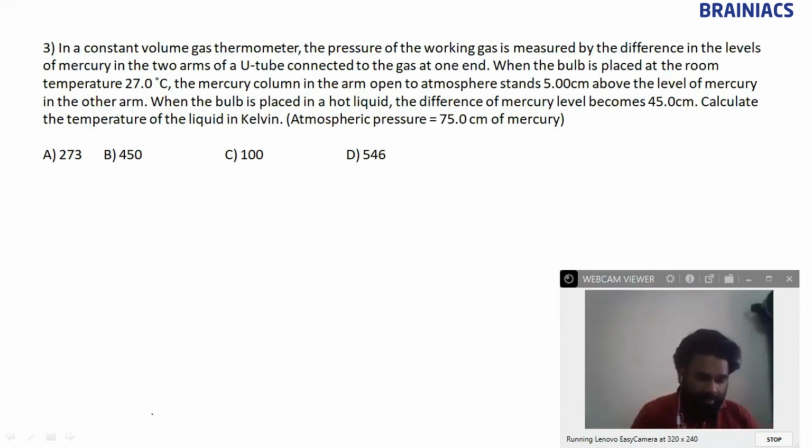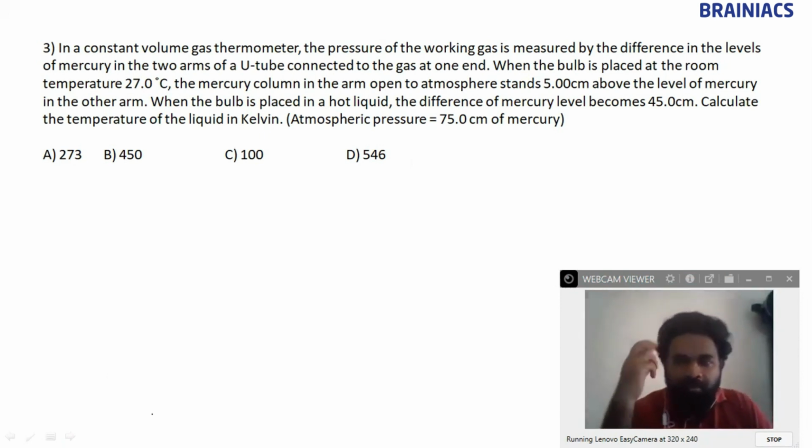Okay, so in a constant volume gas thermometer, the pressure of the working gas is measured by the difference in the levels of the mercury in the two arms of a U-tube connected to the gas at one end. When the bulb is placed at room temperature, 27 degrees Celsius, the mercury column in the arm open to atmosphere stands 5 centimeter above the level of mercury in the other arm. When the bulb is placed in a hot liquid, the difference of mercury level becomes 45 centimeter. Calculate the temperature of the liquid in Kelvin.